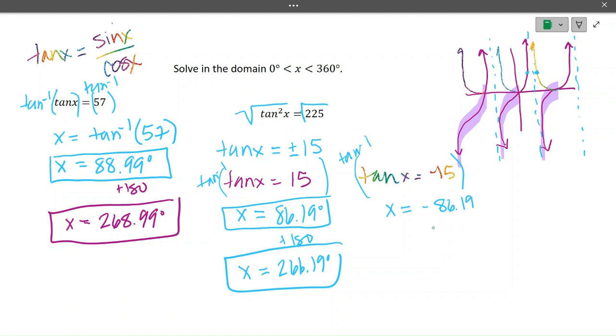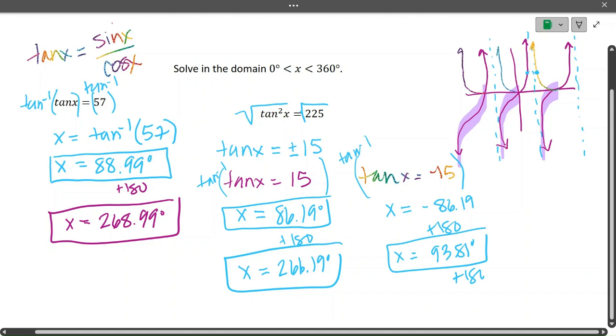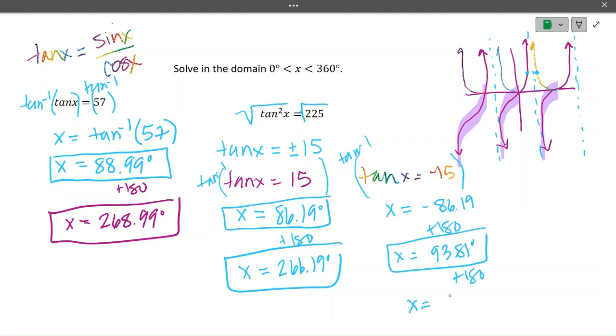And then I'm going to add 180 degrees here. And to that, I'm going to get 93.81 degrees. So that does fit, right? 86.19 and 93.81 are pretty close. I'm going to add 180 degrees again to get the second value within our domain, which is 273.81 degrees.